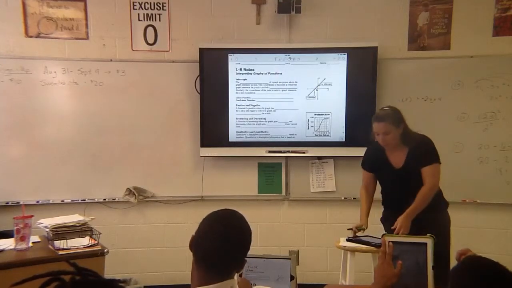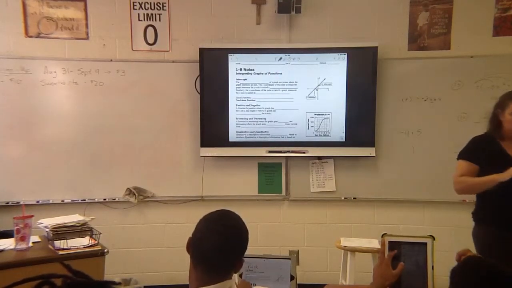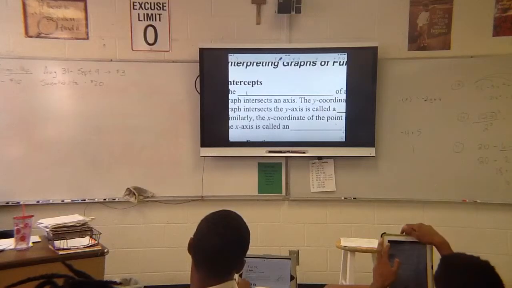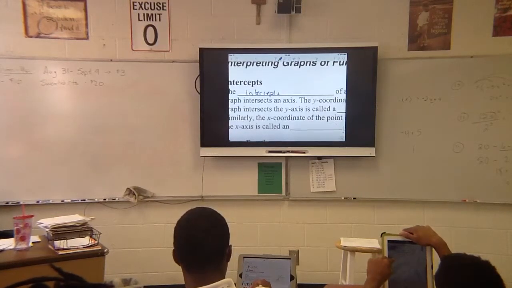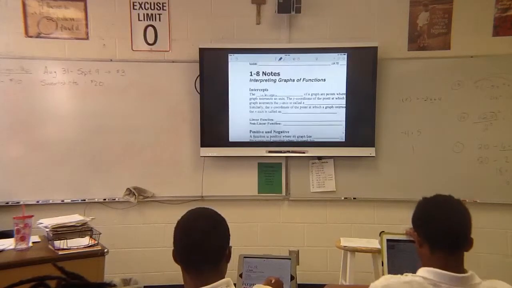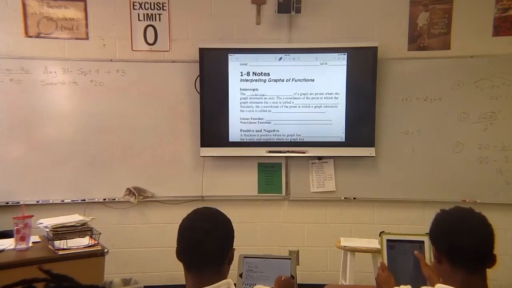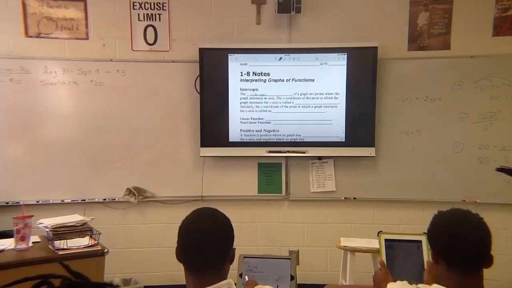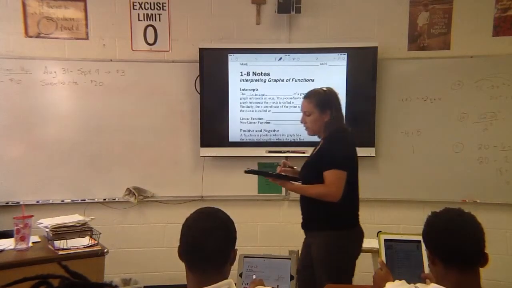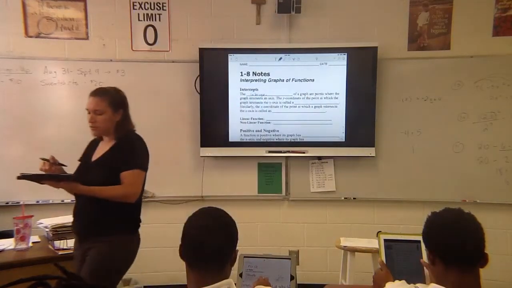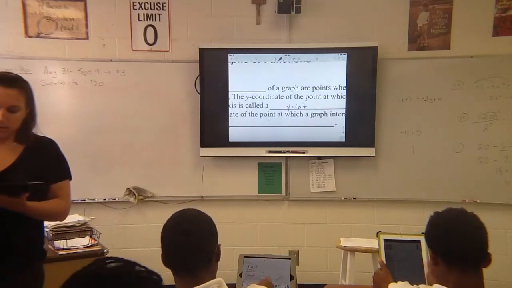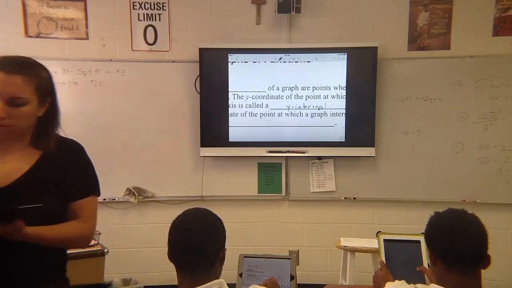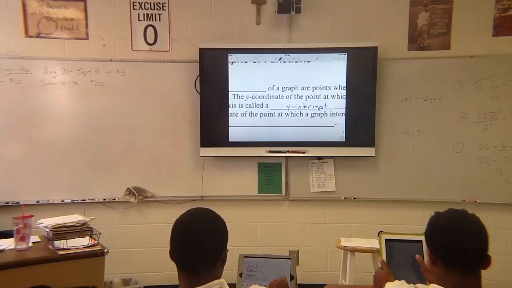So, start off our notes here. The intercepts of a graph are points where the graph intersects an axis. The y-coordinate of the point at which the graph intersects the y-axis is called the y-intercept. Okay, the y-intercept.